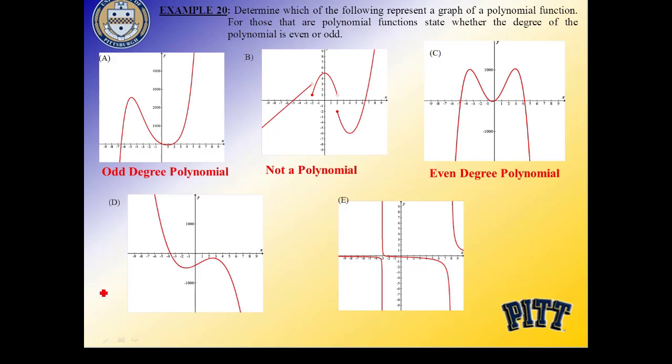D, smooth curve again, indicates it is a polynomial function. The two ends are pointing in opposite directions. It's going to be an odd degree polynomial function, and it's probably going to be one where your leading coefficient is negative.